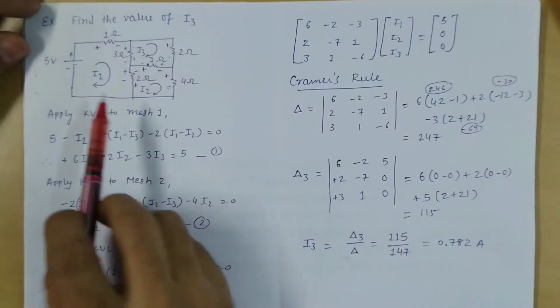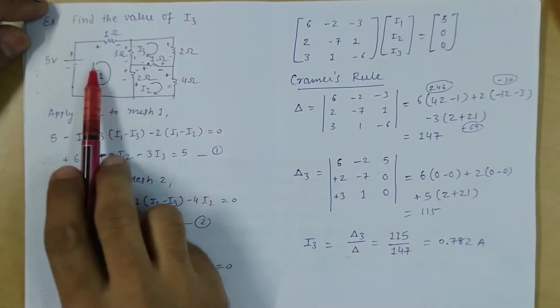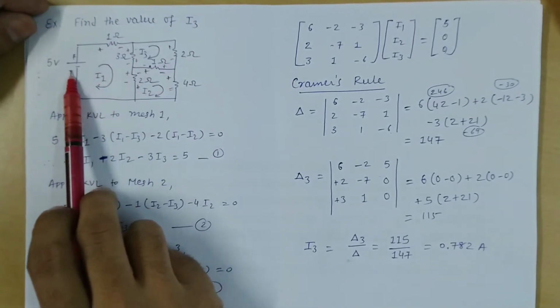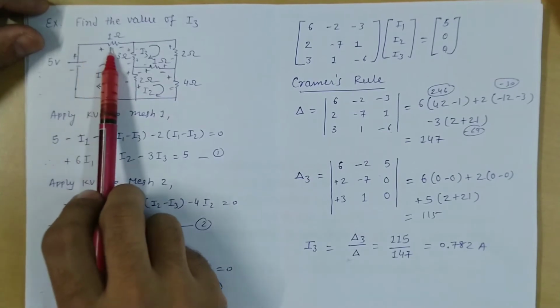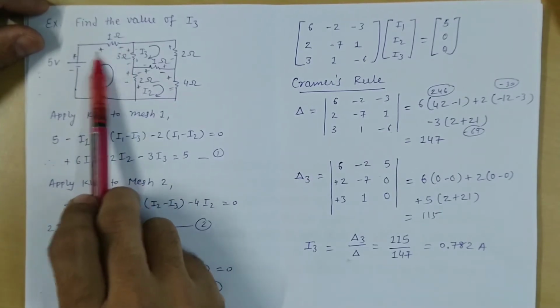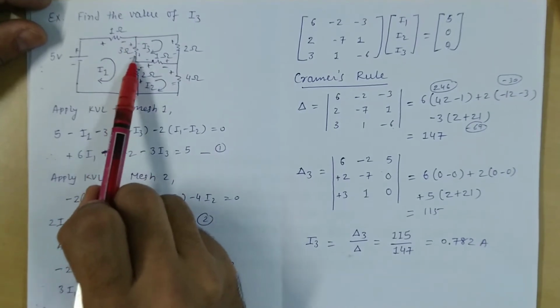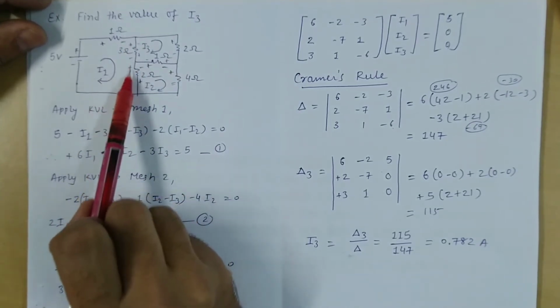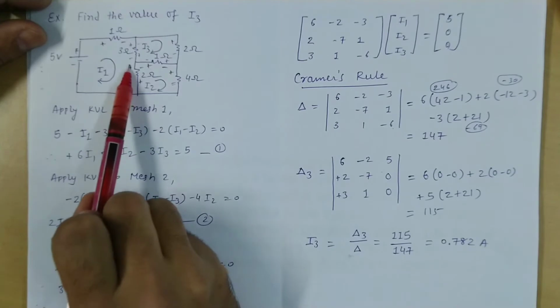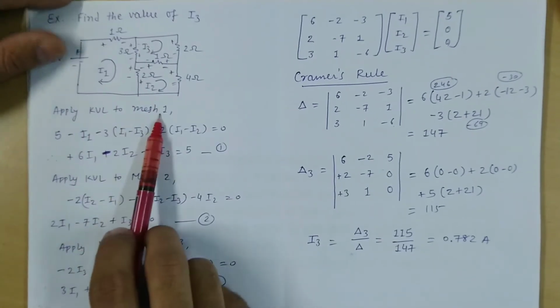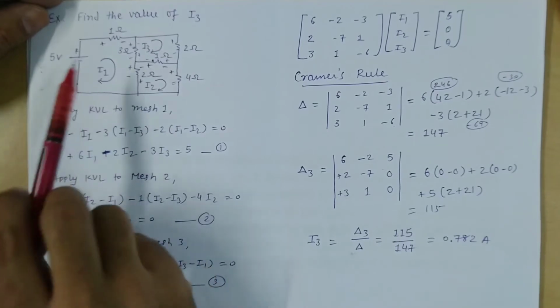So if we apply KVL to mesh 1, we will consider direction of the I1. So this is negative and this is positive, these are the fixed terminals. Now I1 is entering from this side, exiting from this side, that's why this is positive, this is negative. Same way this terminal would be positive, this terminal is negative. Again I1 is flowing in this direction, so that's why this is positive and this is negative. So if we apply KVL to mesh 1, we get equation like this.